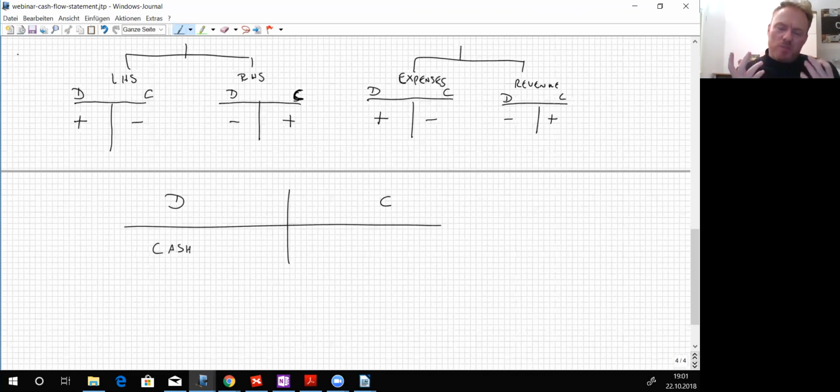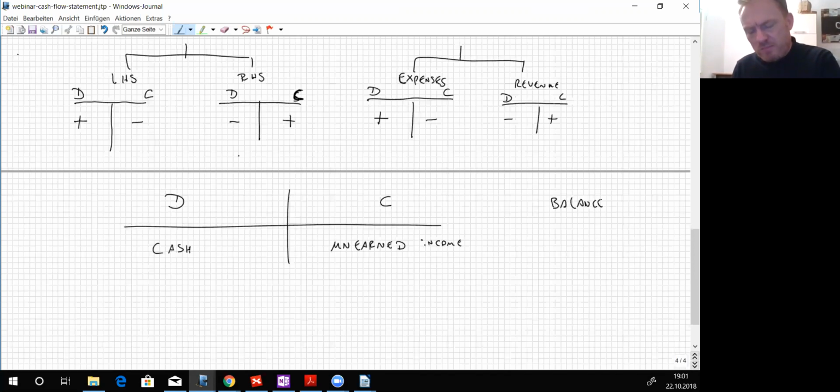We now need something that's part of the credit side. Is it revenue? It could be revenue, but it is not. It is part of liabilities. It is a liability: unearned income.